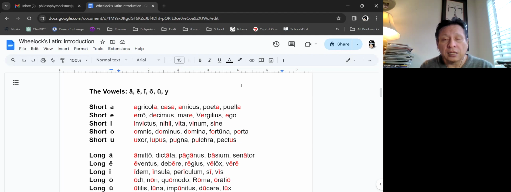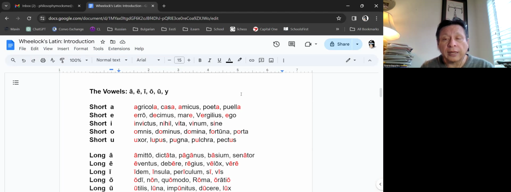Fortuna, which is fortune, like luck, not money. Porta, which is gate. Porta. Short U. Short U is U.